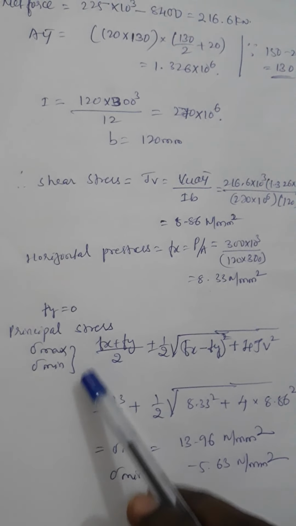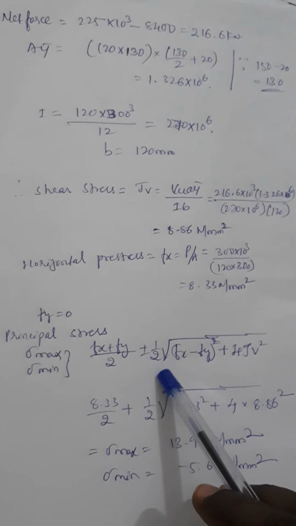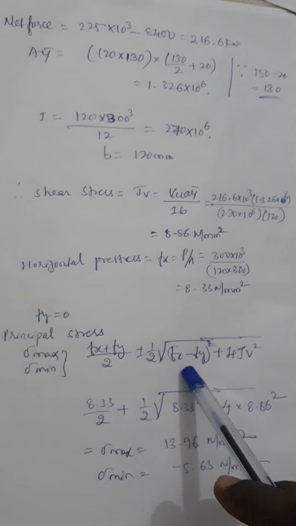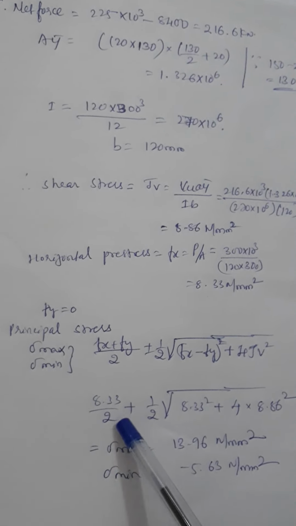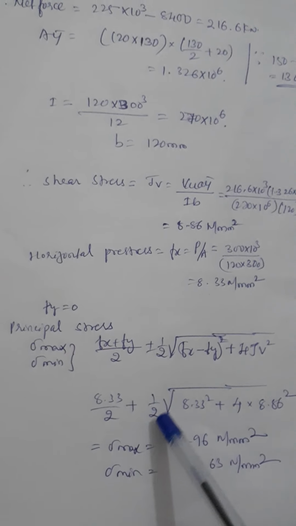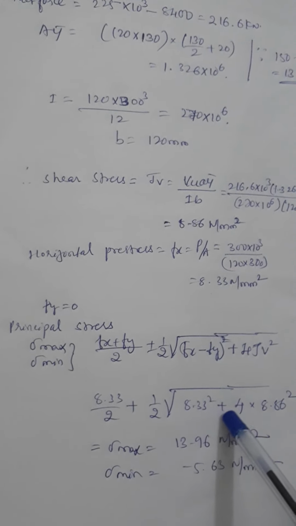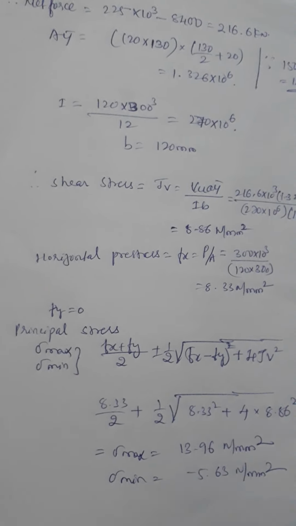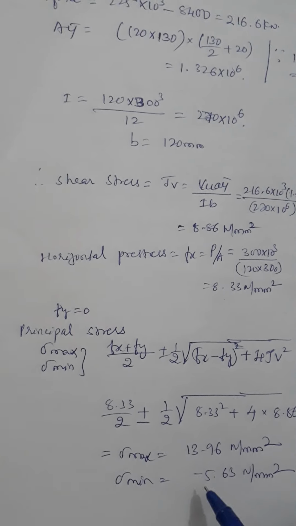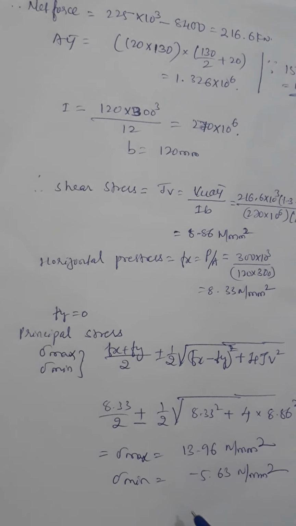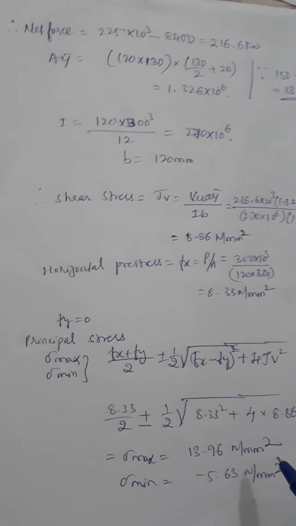So the principal stress, maximum and minimum, is equal to (fx plus fy) divided by 2 plus or minus half into root of (fx minus fy) the whole square plus 4 into tau square. Therefore 8.33 divided by 2 plus or minus 1/2 into root of 8.33 square plus 4 into 8.86 square. So the maximum is 13.96 Newton per mm square, and the minimum is minus 5.63 Newton per mm square.